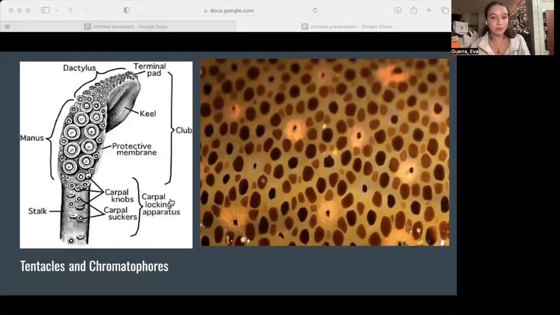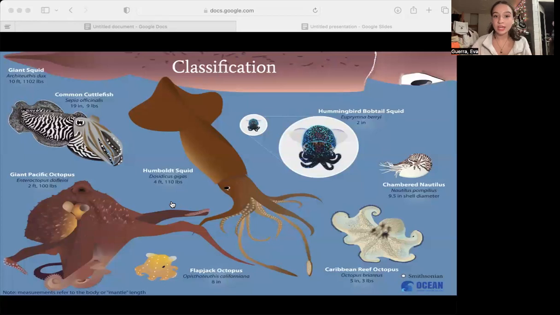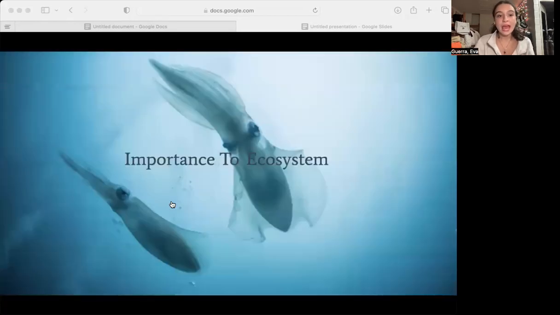So these are pictures of the tentacles and the chromatophores in more detail. You can see their suckers and their membranes and the pigment stored in the chromatophores. So, classification: squids are in phylum Mollusca in the cephalopod class. And they play an important role in the ocean ecosystem as they are food sources for whales. Their ability to travel through the water using their jet propulsion spreads nutrients throughout the water, further helping the environment.